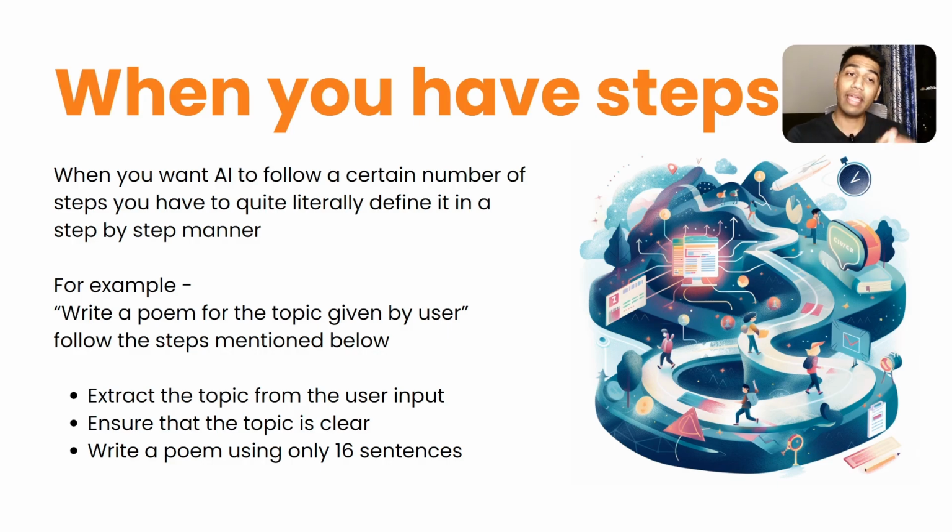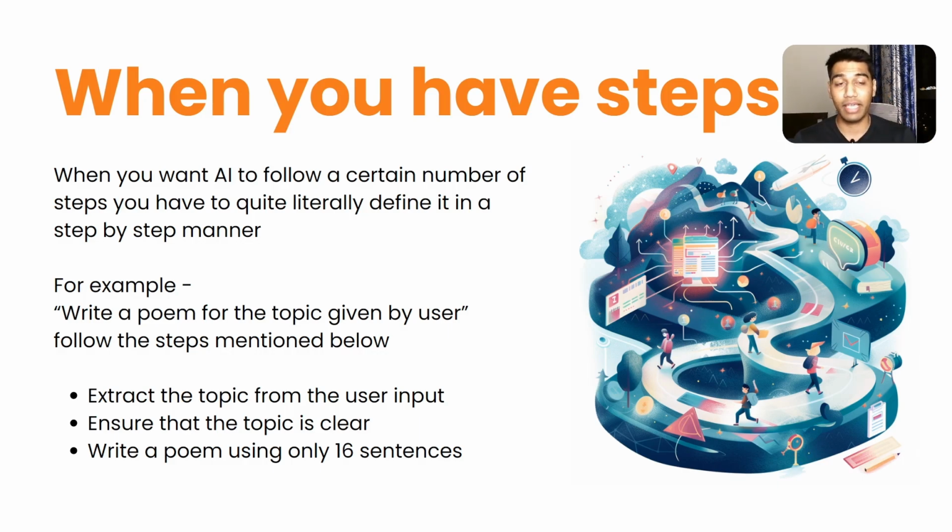Even if you want AI to decide the sequence, sometimes you still have a sequence in mind. For example, writing a poem. For the topic given by the user, follow the steps mentioned below. Step number one is to get the data of what the user has told. It needs to be a topic about a poem.